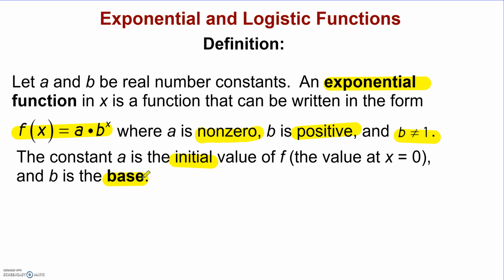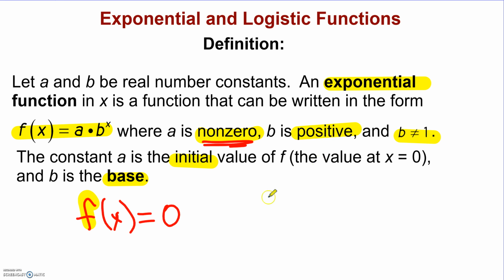Now, let's talk about some of these limitations that I've highlighted here in a little more detail. So, I already talked about why a can't be 0. Because if a were 0, then you would just have f of x equal to 0, not exponential. So that's why that is the case.